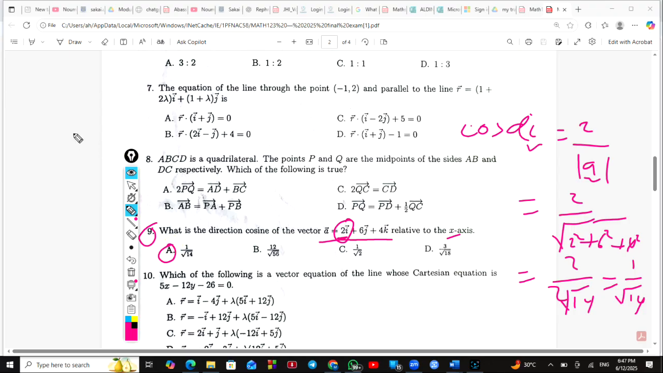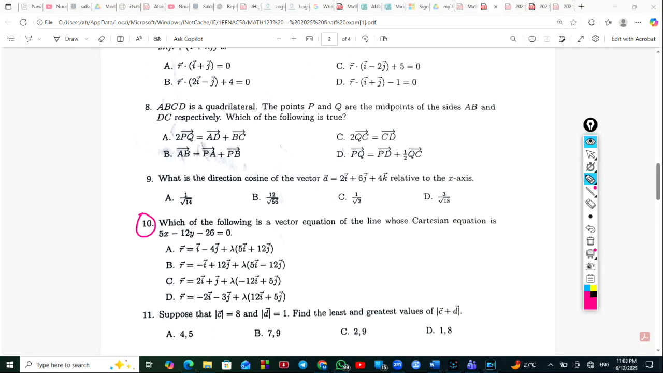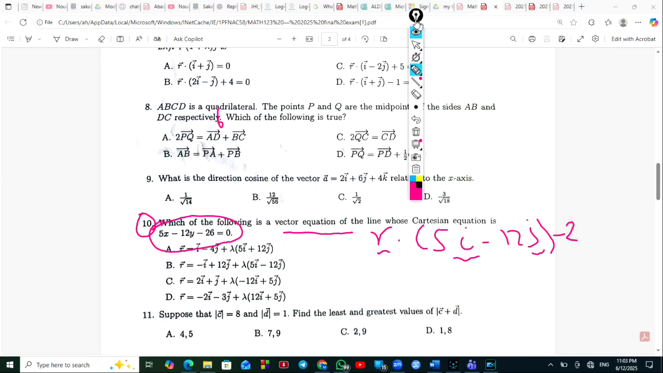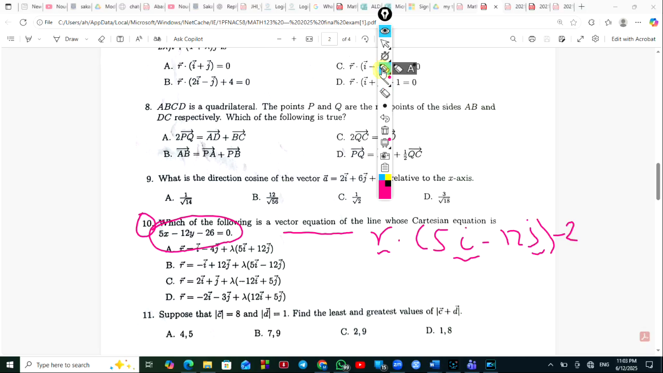So let's look at the last question, question 10 in this section. The question asks, which of the following is a vector equation of the line 5x minus 12y minus 26 equal to 0? You know that we can rewrite this in the normal form as r dot (5i minus 12j) minus 26 equal to 0.